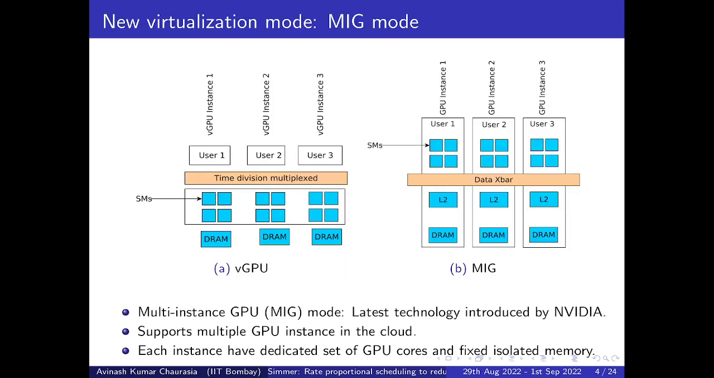In last couple of years, NVIDIA introduced a new virtualization technology called Mig Mode. Similar to vGPU, it supports multiple GPU instances for the cloud. Mig and vGPU instances differ in how GPU cores are shared among the instances. In Mig, GPU cores are statically partitioned and assigned to each instance. However, in vGPU, all instances share the GPU core, and scheduler will be responsible for assigning the cores dynamically.